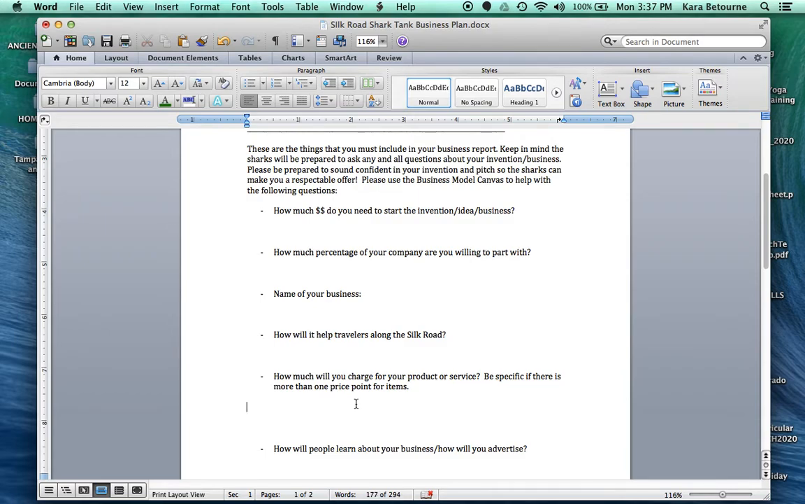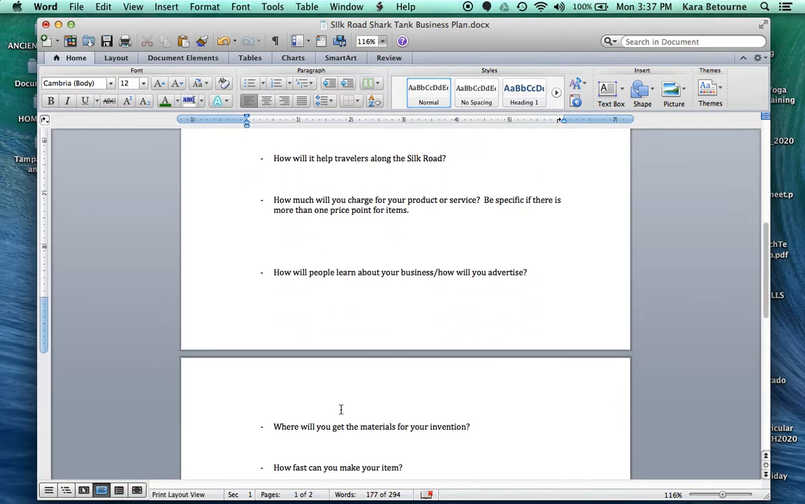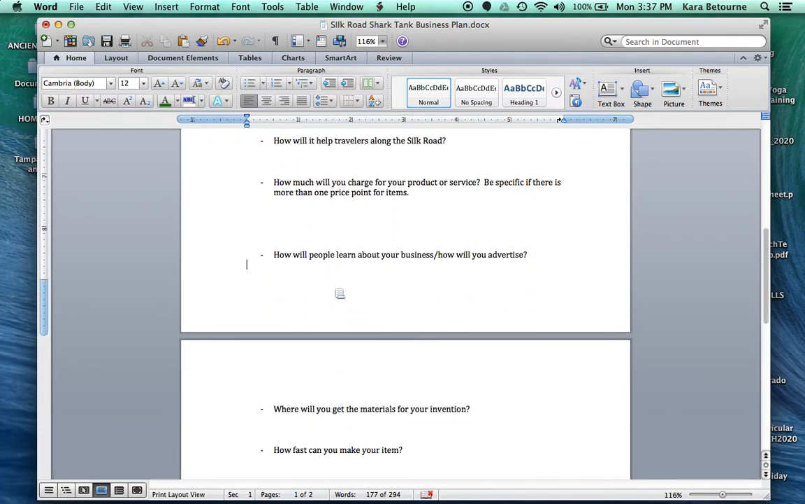If you are charging multiple things, be specific. If it's just one thing, like you're charging for the eyewear, how much is it? Or if you have little services here and there, are they going to be different prices? So be specific. How are people going to learn about your business? How will you advertise your business?